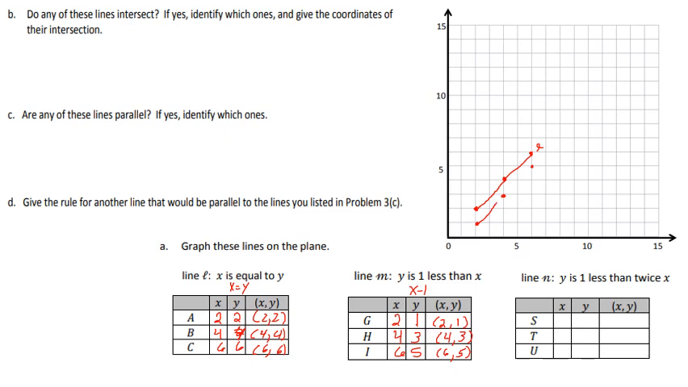And let's go ahead and connect these. And this is line M. Now, the last one, this is line N, is y is 1 less than twice x. So you know what? I'm going to keep the same x values just to show you what it looks like. 2, 4, and 6. And this y is 1 less than twice 6.